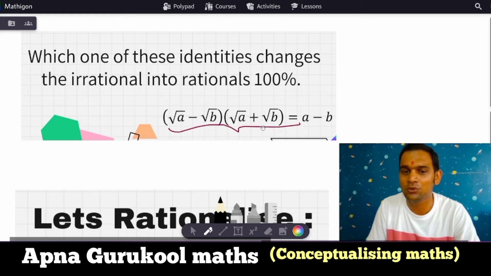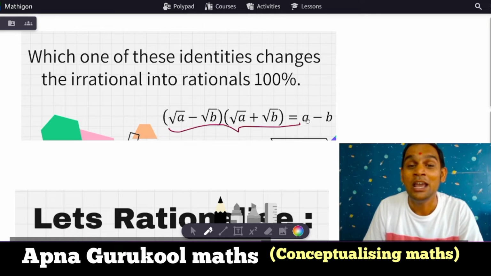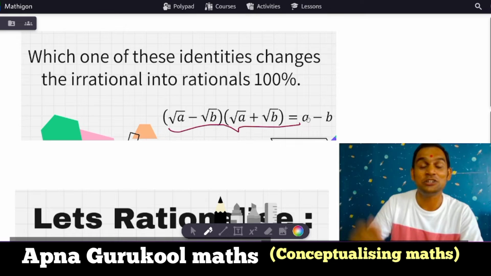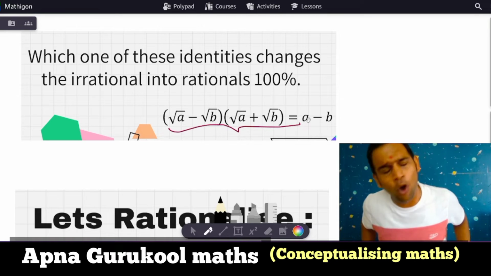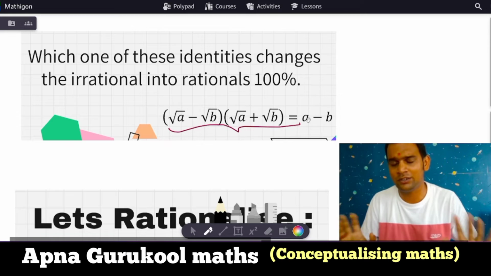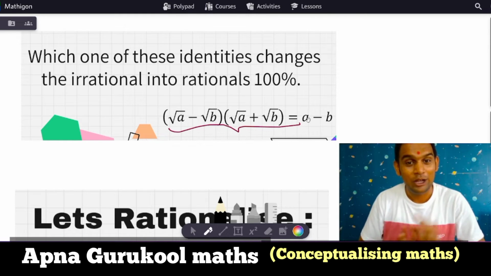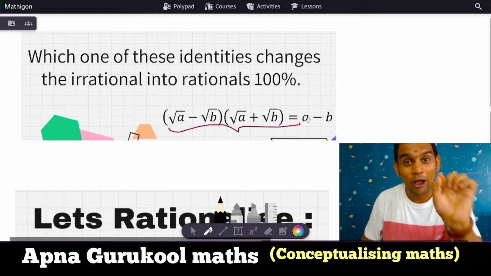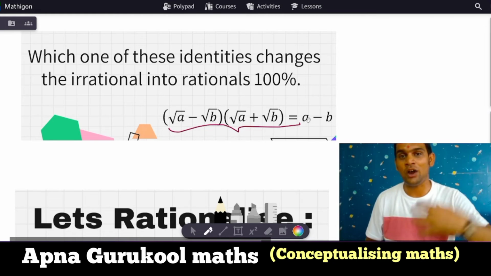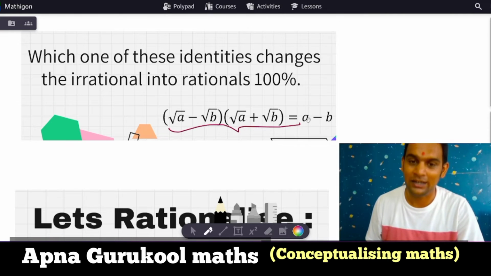Square root of a minus square root of b multiplied by square root of a plus square root of b gives us a minus b. And that is why we will use this identity to rationalize the denominator or numerator. Mostly we rationalize the denominator, so I'll be mostly rationalizing the denominator. Now, we are using this identity because it gives us 100% surety that we are going to get a rational number.